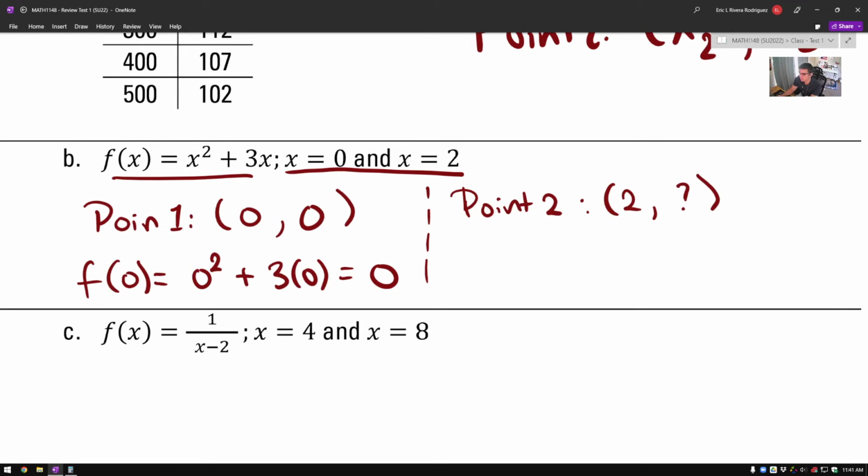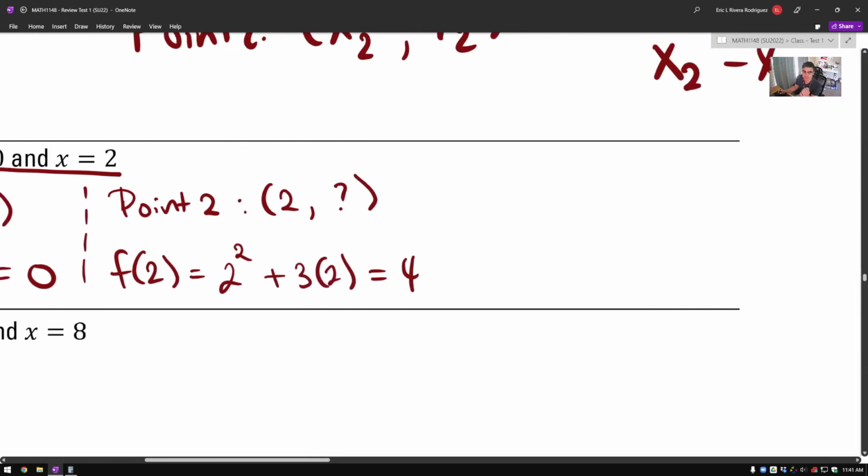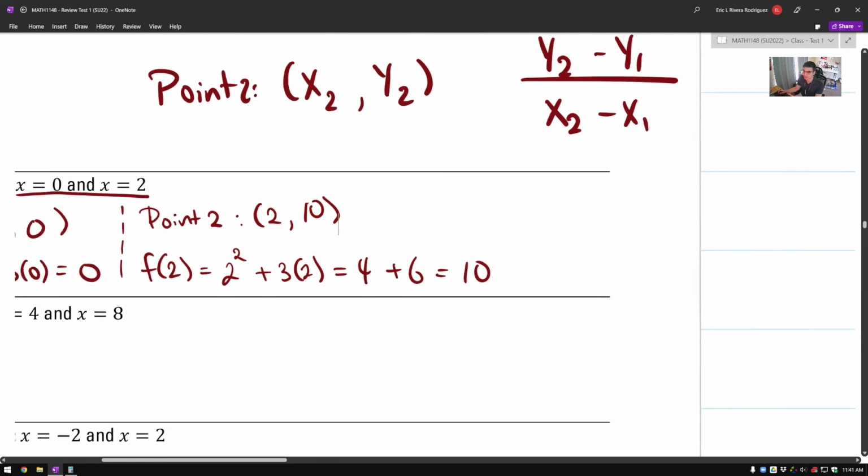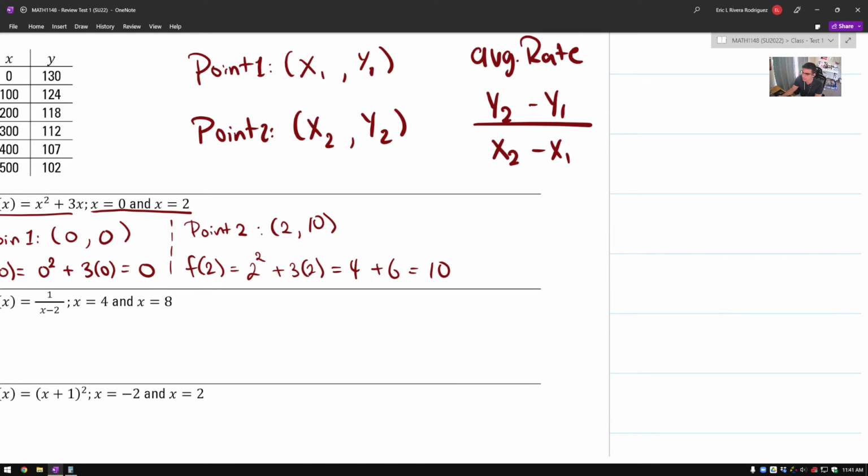Point 2 is x equals 2. Again, we do not know the y value. Well, we take the function, we plug in 2 into x, and this is 4 plus 6, this is 10. So there you have it. And now we use the average rate formula. So 10 minus 0 over 2 minus 0 is 10 over 2. The average rate of those 2 points in that function is 5.